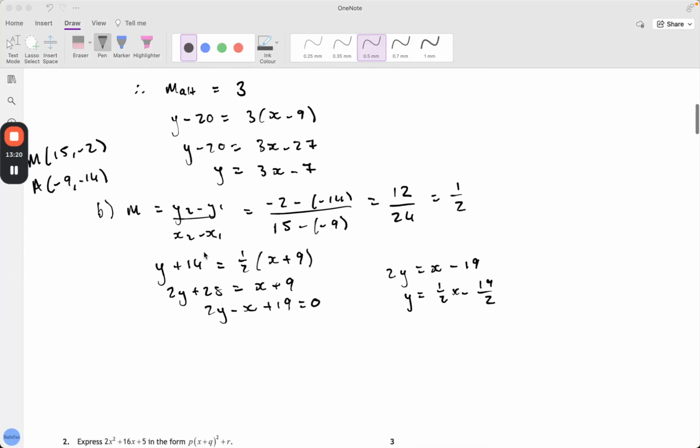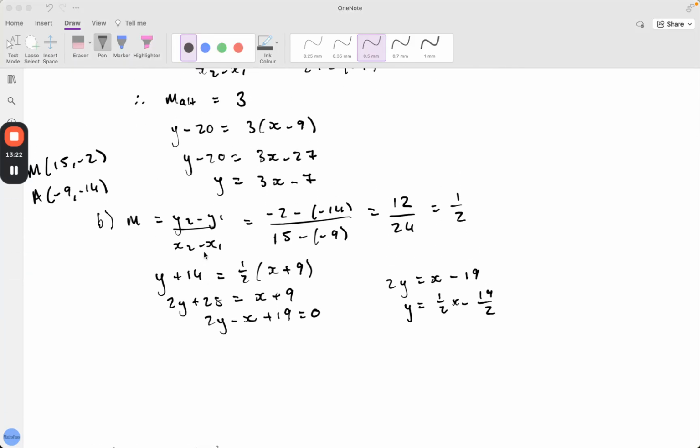So what I'm going to do is just rewrite, I'll just highlight them so we can see what we're looking at. So what we've got here is our equation from A and our equation from part B, and we're setting these equal to one another. So because both of these equal y, and because we know that at points of intersection our two things are equal to one another, then we can just set 3x minus 7 equal to a half x minus 19 over 2.